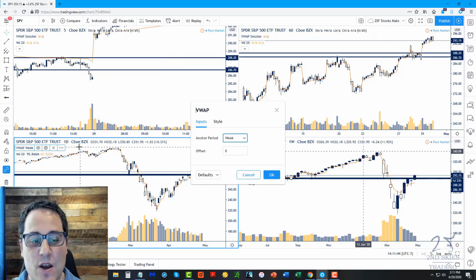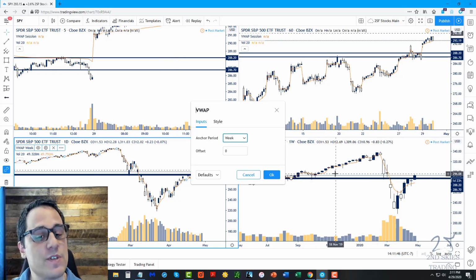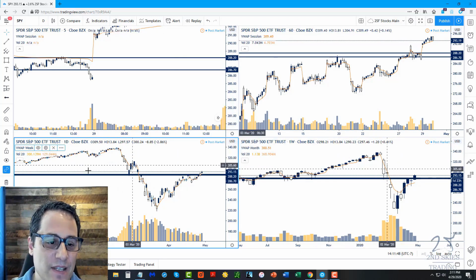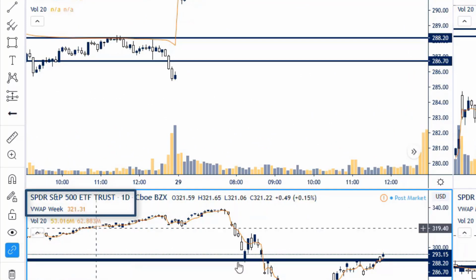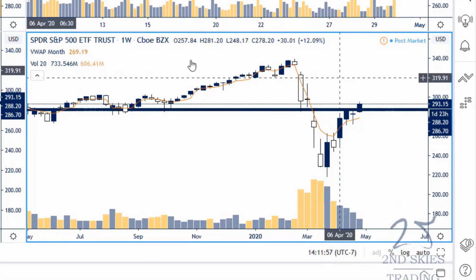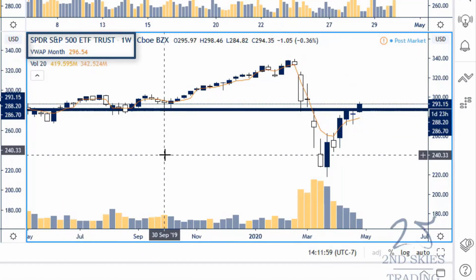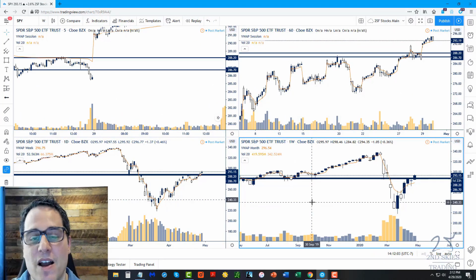However, when I'm trading it off the daily or the weekly time frame for some swing trades, for my daily one, I anchor it to the week. So this is the daily chart right here, and it says VWAP week. That means it's anchored to the week. And when I trade it on the weekly time frame, it'll say VWAP month. I'm anchoring it to the month. So those are the settings that I use for VWAP, whether I'm day trading or swing trading.